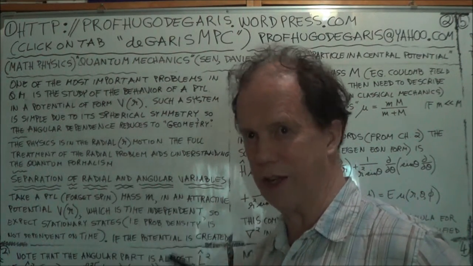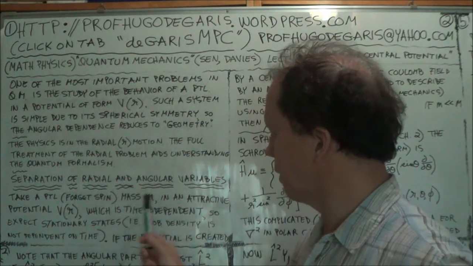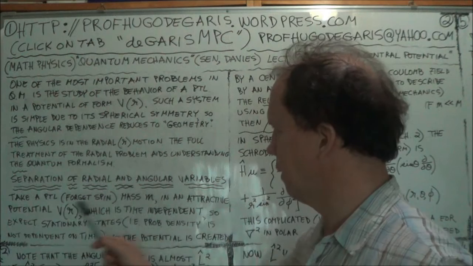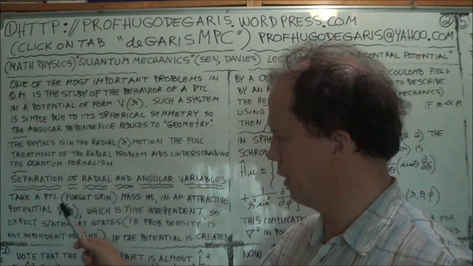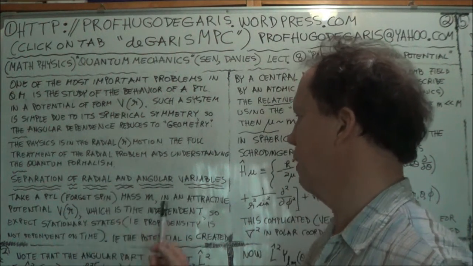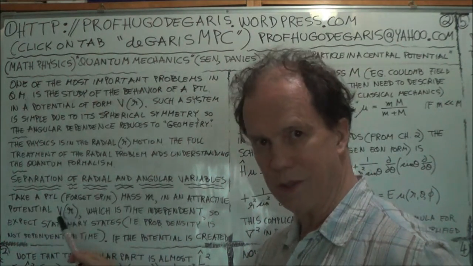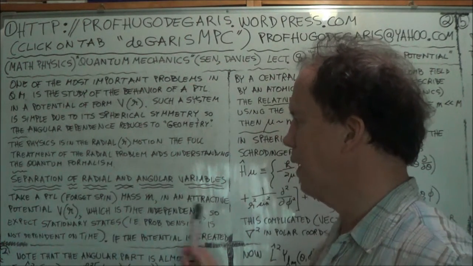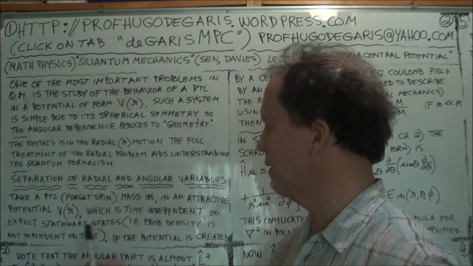Opposite charges attract. Okay. So now assume this particle is feeling an attractive potential V, the potential V that's just a function of position r. That's all. Forget spin. And assume that this potential is time independent. Does not depend on the time. And in that case, when you solve the Schrödinger equation, you expect stationary states.